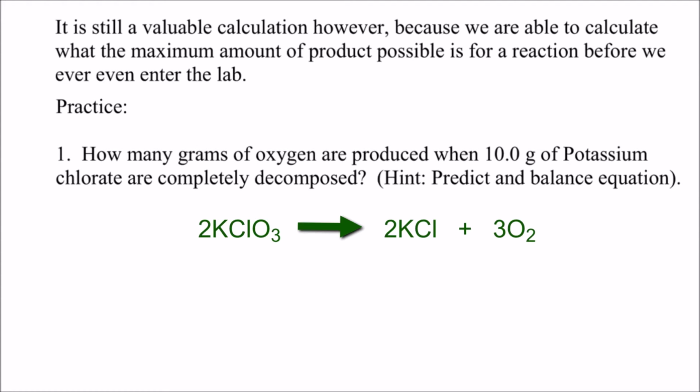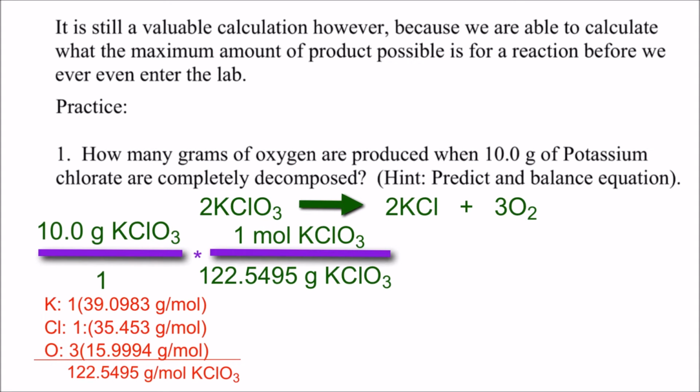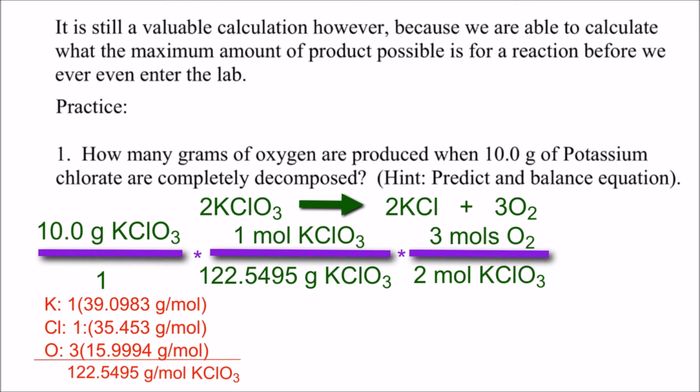Okay, here's what you hopefully came up with, and now we can convert our given grams into moles. Then we need to do step 3, where we use the balanced chemical equation to convert from moles of the potassium chlorate into moles of the oxygen. And then our last step is to figure out how many grams of oxygen there are. So we're going to go from moles of oxygen to grams of oxygen.